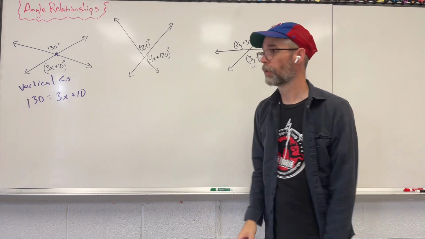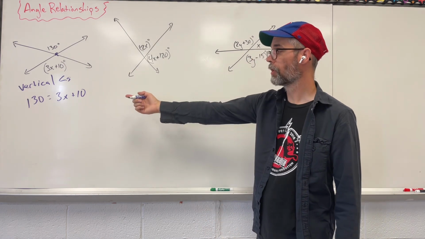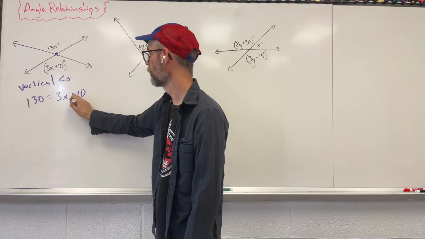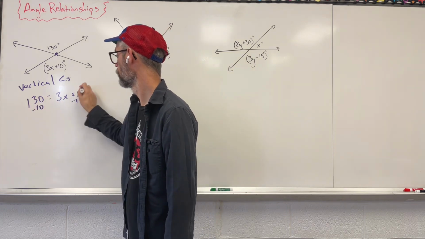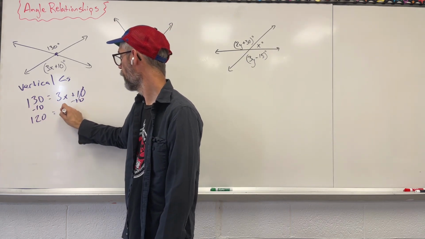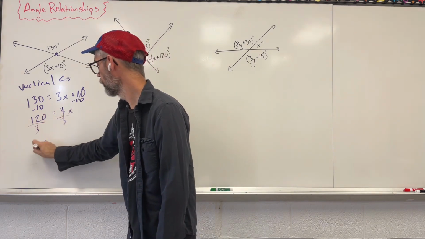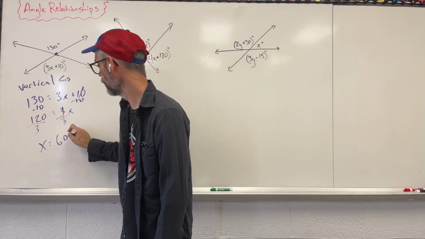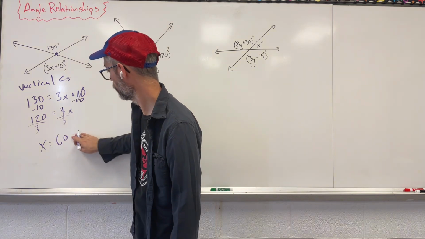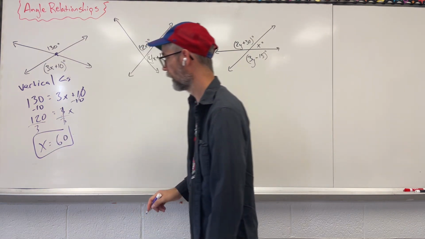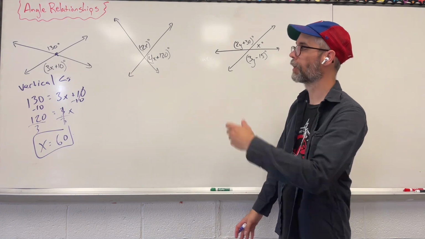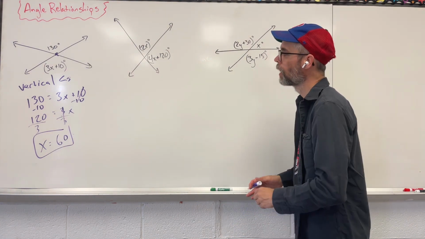Now we just have to do algebra in order to solve. So inverse operation for the 10 is minus 10. And then inverse of multiplication is division, we divide by 3. X ends up being 60. So it's not saying find the value of the angle. It's just saying what is x.